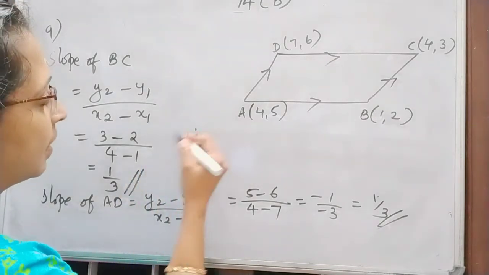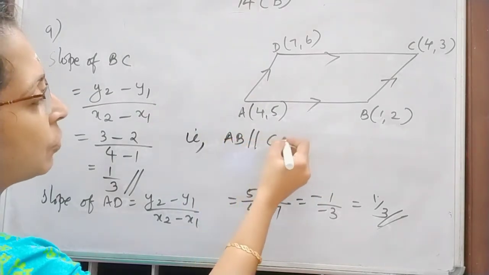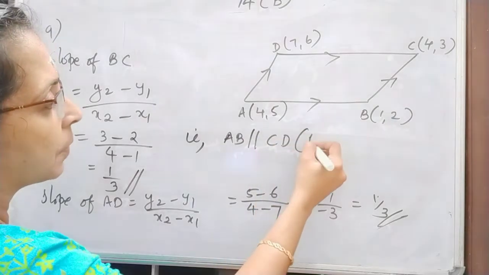Next, what can we write? Earlier we got AB is parallel to CD. Why? Because, since what?